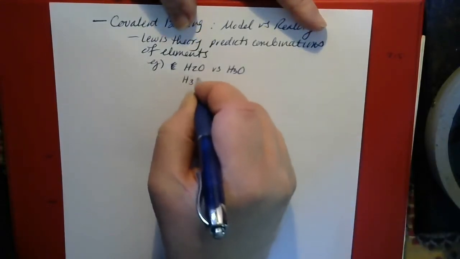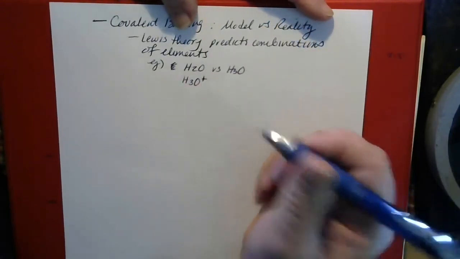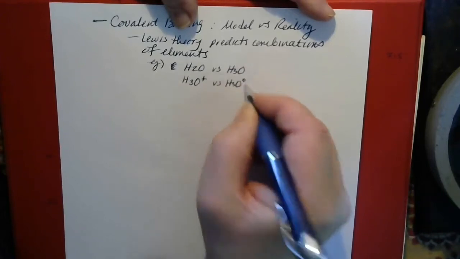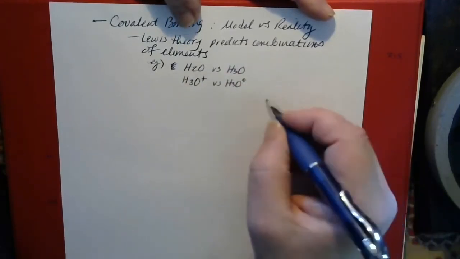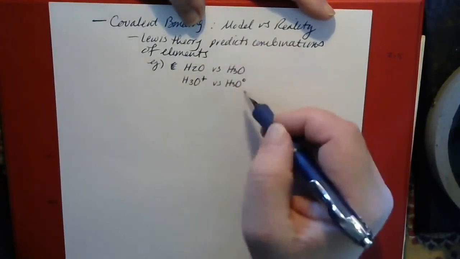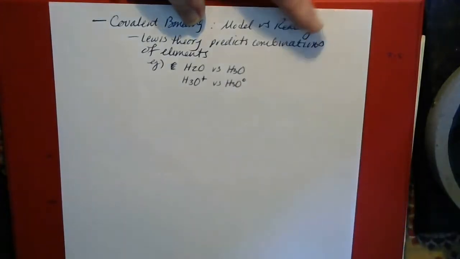But the fact is that if you take away an electron, you can form H3O, but it'll have a positive charge. But you can't do it according to the Lewis structures. You can't form an H3O molecule that will be stable with no charge on it.